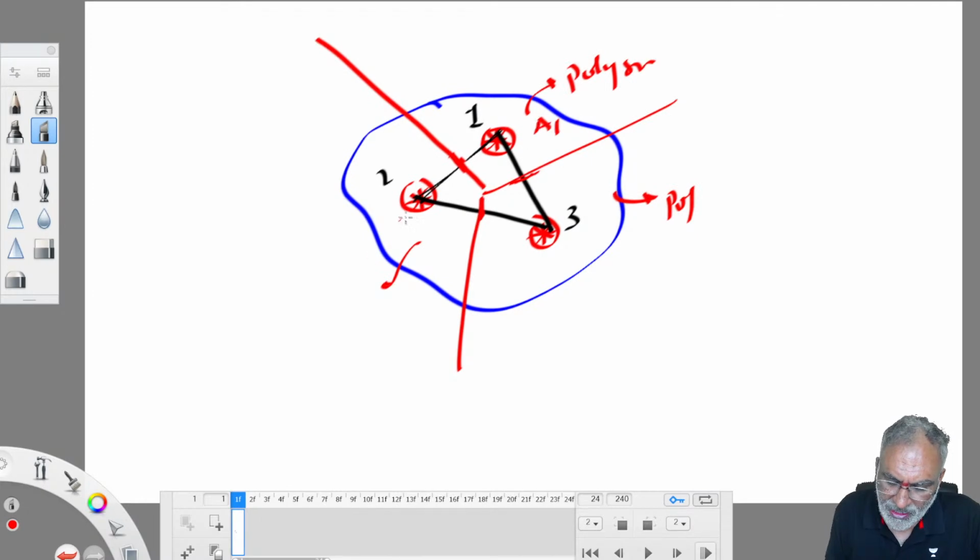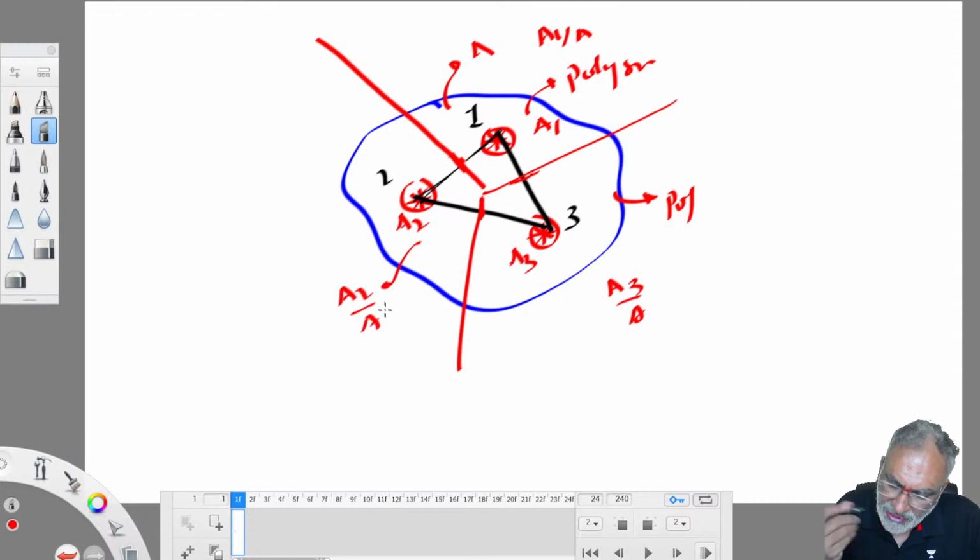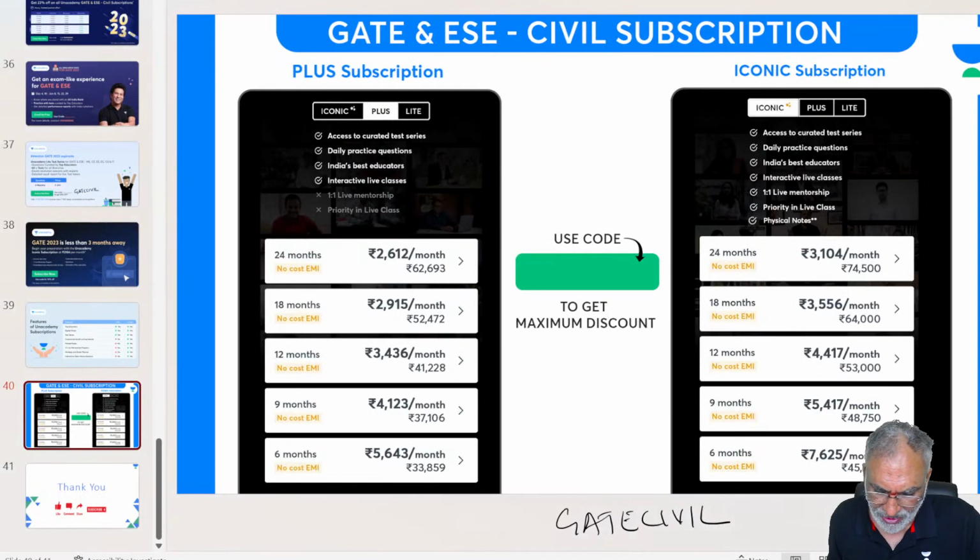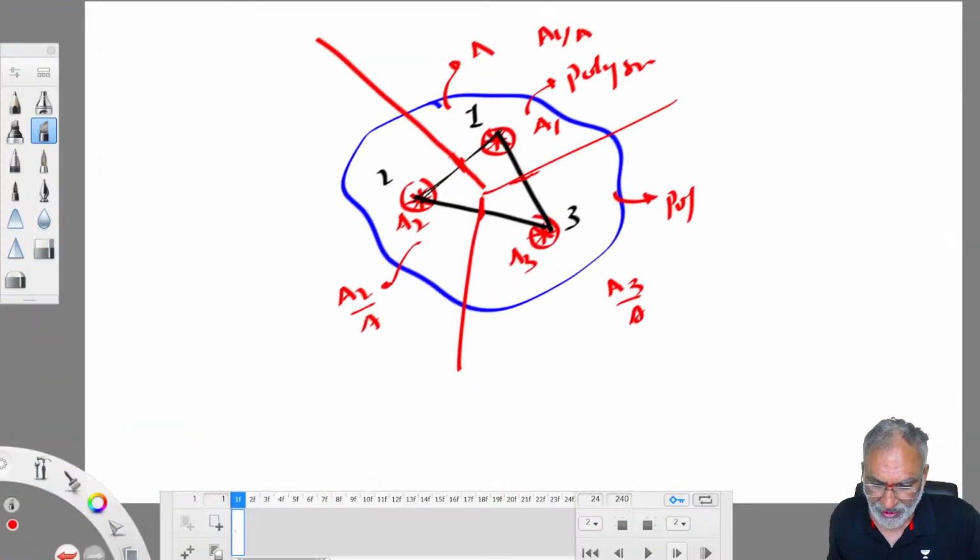This is A1. Measure the area of this polygon, A2. Measure the area of this polygon. The Thiessen weightage for station 2 is A2 by A. Once you assign Thiessen weightages and multiply them by their respective rainfall values recorded by the respective rain gauge stations, you can find out the mean precipitation. Clear now? Those who attended the morning session can easily understand this.